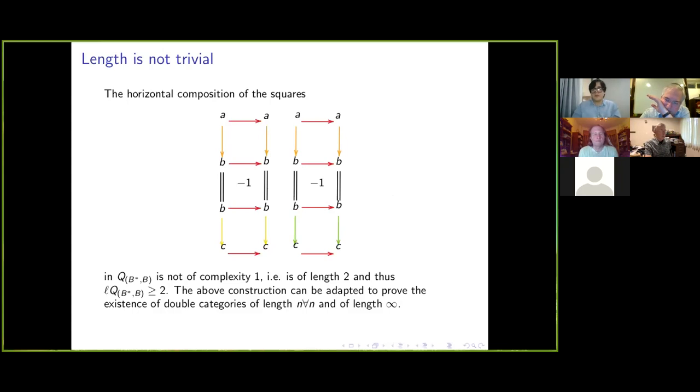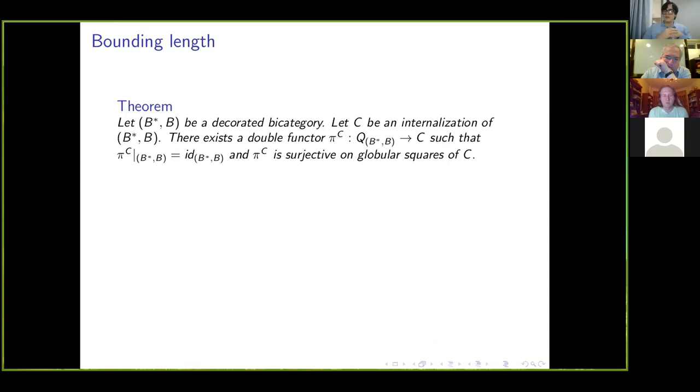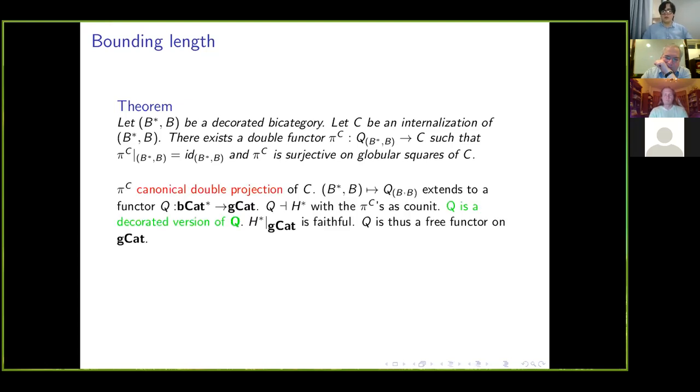So this length is not trivial. Yeah, that's a good thing. There's a way of bounding this length for any globularly generated double category. The free globularly generated double category construction that I briefly mentioned projects into this globularly generated double category with respect to the decorated horizontalization. So we can bound the length of any globularly generated double category in terms of the data of its decorated horizontalization.